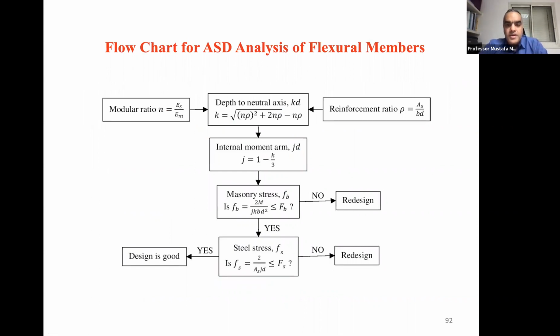So based on what we discussed so far, you have this flow chart. It gives you the procedure of how to calculate stresses or how to design a reinforced member using the allowable stress design method. So having the modular ratio, find the K value, then find the J value, and then find F sub B, and then find F sub S, etc. So it's very organized, very simple to follow.